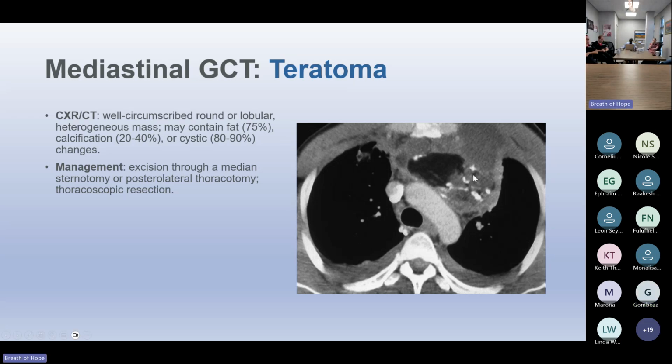Contain fat, and then also calcifications. You can see the calcification or cystic changes. Management is excision through the median sternotomy or posterolateral thoracotomy. Thoracoscopic resection is also possible.